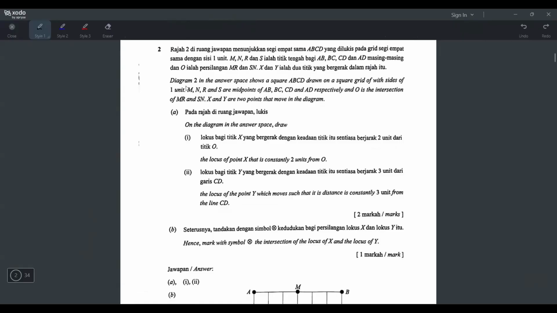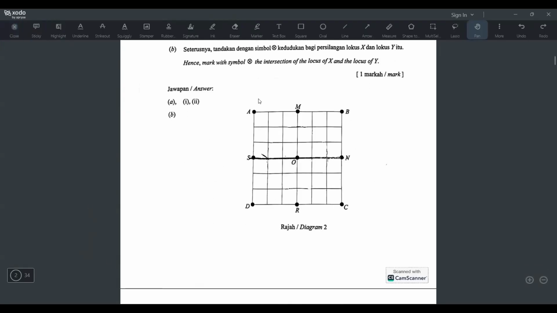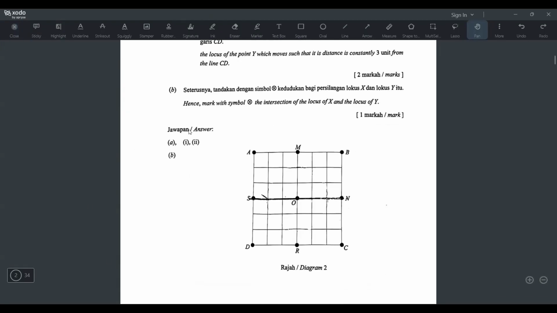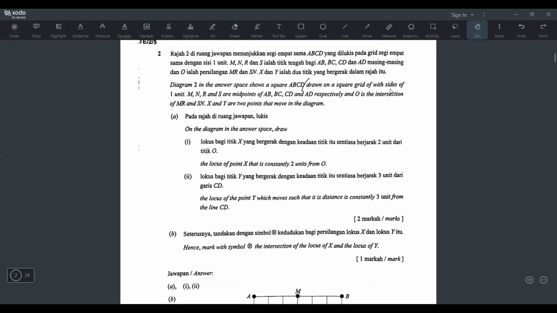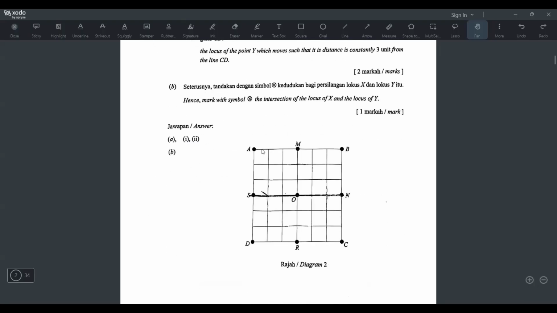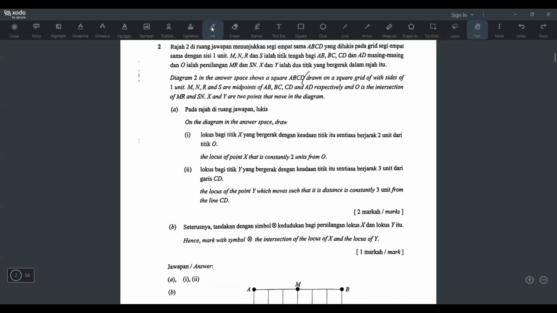Okay, number two, let's read the question. Diagram 2 in the answer space shows a square ABCD. Okay, let's have a look. ABCD is a square. Right. And then what else? Drawn on a square grid with side 1 unit. So it's important to know this square grid is 1 unit, 1 unit. Okay, no problem. So far, nothing important here.